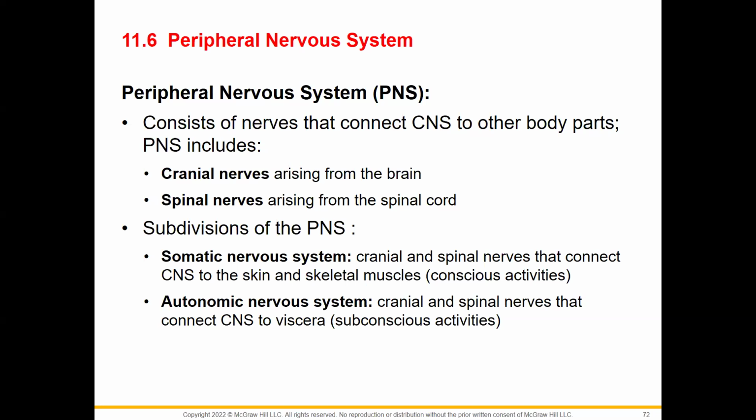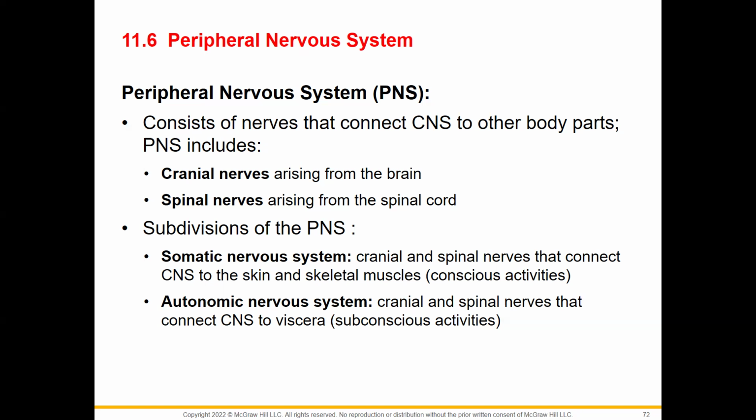Welcome back to chapter 11, nervous system divisions. Last video, we talked about different causes of spinal cord injuries and how the body responds to it. Now we're going to delve into the peripheral nervous system. The peripheral nervous system consists of the nerves that connect the central nervous system to the rest of the body. You have cranial nerves that come from the brain and spinal nerves that come from the spinal cord.